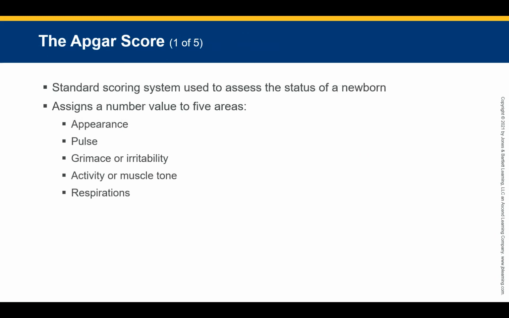All right, so here's your Apgar score. This is important. This is very important. The Apgar score is the standard scoring system used to assess the status of the newborn. It assigns a number value of 0, 1, or 2 to 5 different areas. You have appearance, pulse, grimace or irritability, activity or muscle tone, and respirations. Obviously, 0s are bad and 2s are good.